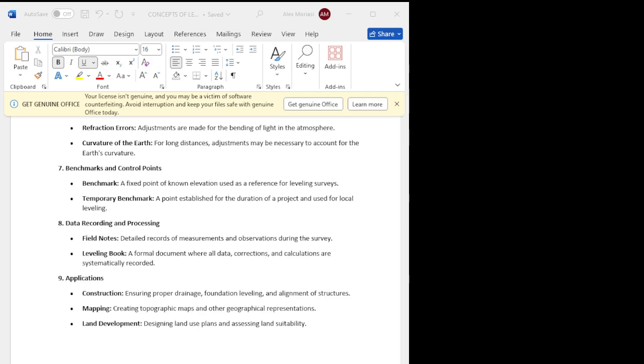And finally, we talk of applications. We have construction, mapping, and land development. This is where land surveying is being applied.